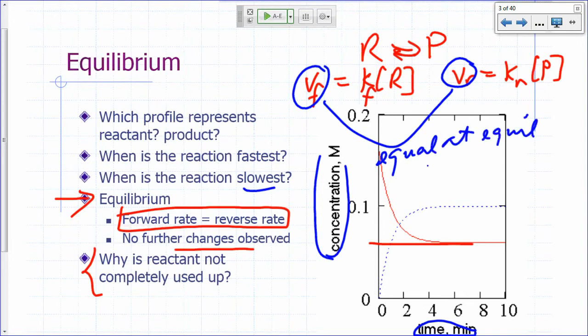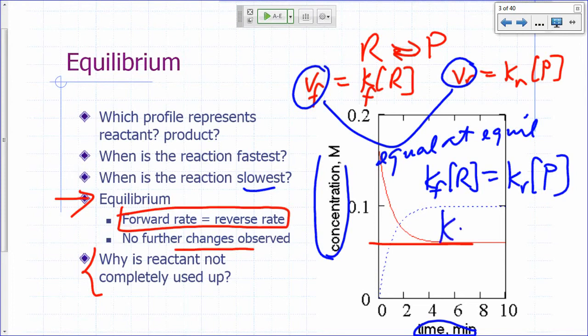And then what would happen? If those two are equal, then Kf times the concentration of R must be equal to Kr times the concentration of P at equilibrium. So Kf over Kr is equal to the concentration of P over the concentration of R.